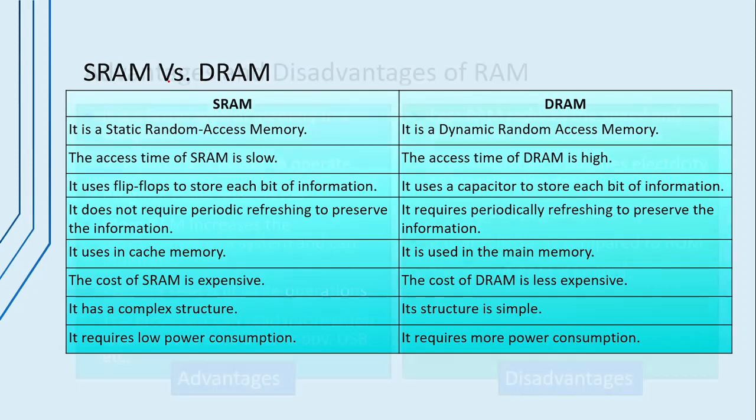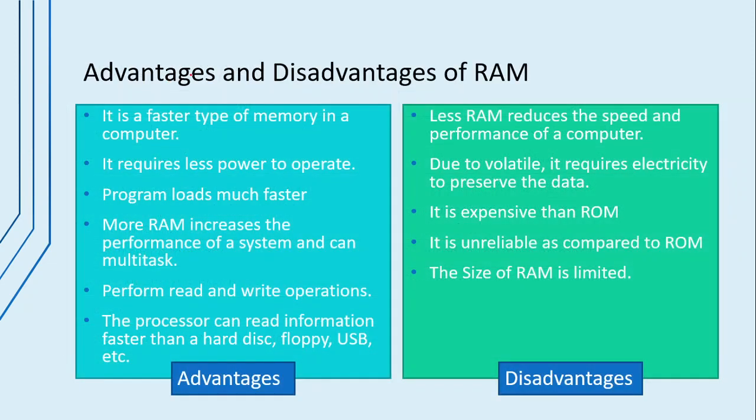Now we will see the advantages and disadvantages of RAM. First, RAM is a faster type of memory. It requires less power to operate. It loads programs much faster compared to other memory. If your CPU contains more RAM, then it increases the performance of the system and it can multitask. By using RAM, you can perform read as well as write operations.